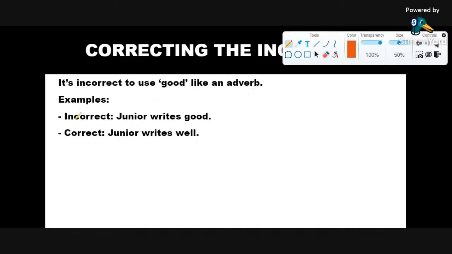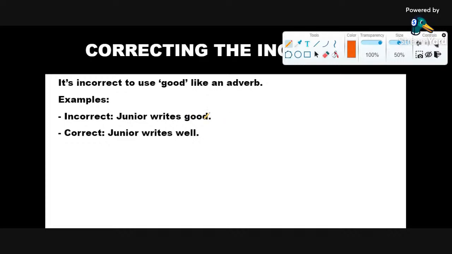So let's now look at the common errors that people always commit when they use these words. And we want to look at how people use the word good like an adverb. That makes it incorrect. This is the source of the common errors that people commit when they use good or well. If you use good as an adverb, it is grammatically incorrect. If you use well as an adjective, it is grammatically incorrect. If you use good as an adjective, it is grammatically correct. If you use well as an adverb, it is grammatically correct.